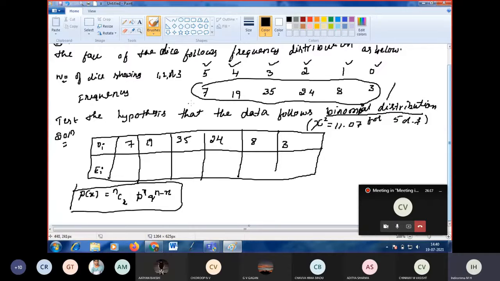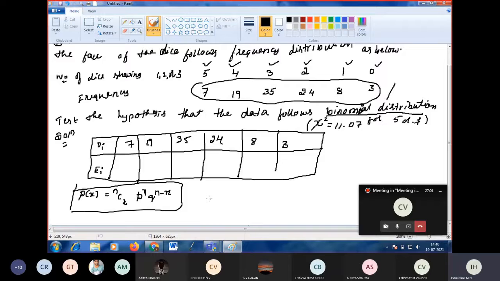Next we have to find out the probability. They are given the frequencies. We have to find out the probabilities of the number of dice showing 1, 2, 3. These are the observed values, meaning frequencies we got from the data. We have to expect how many dice are showing 1, 2, 3 on the face when we throw a die. 0 dice showing 1, 2, 3, that is the frequency they are given, the observed values. So we have to find the expected value.